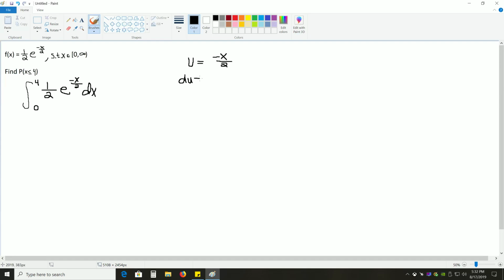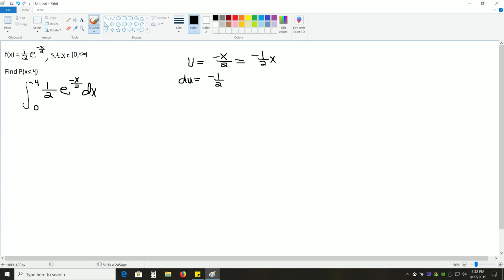which means du, or the derivative of u, would be equal to negative 1 half. That's because the derivative of anything times x, or x divided by any constant, either way you want to look at it, is just the number that's in front of your x. So really u is negative 1 half x, if you prefer to look at it that way, and that makes it easier to see that the derivative is just the negative 1 half.